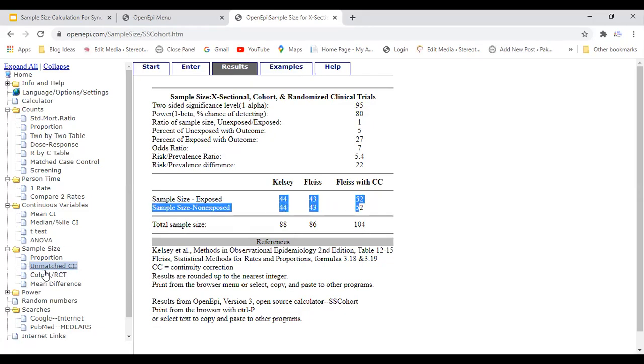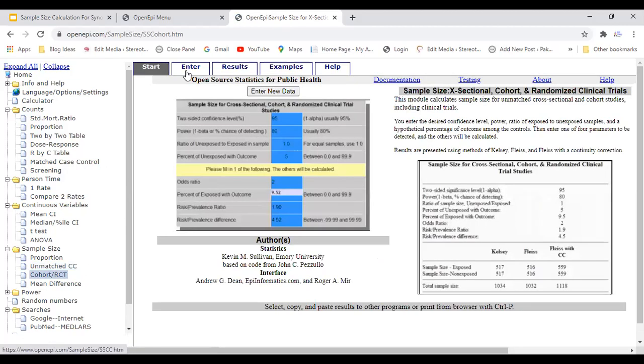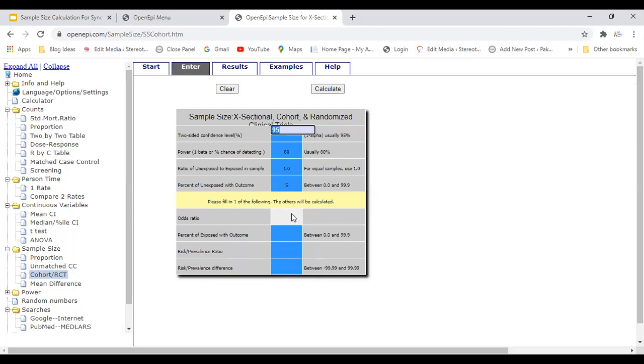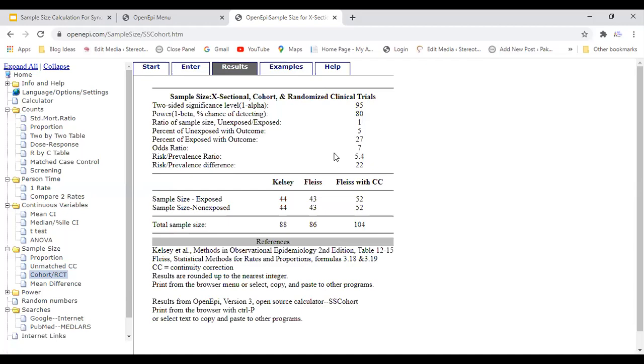This is not for, sorry, I have selected the wrong option. Here you will just enter 1 and I'll enter the odds ratio of 7. And let's calculate the sample size for cohort RCT.